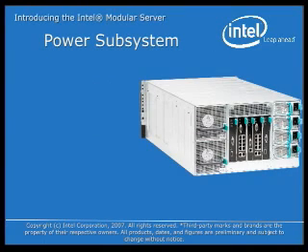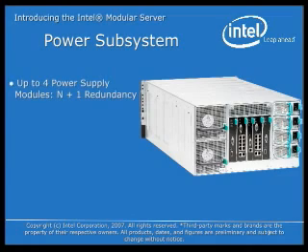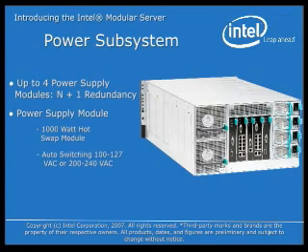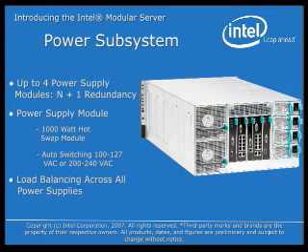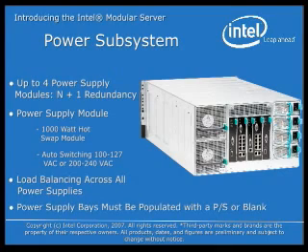There are 3 subsystems within the Intel modular server. With the power subsystem, you have the options for up to 4 power supply modules, N+1 redundancy. Each supply module is a 1000 watt hot swap module with auto switching 110 to 127 VAC or 220 to 240 VAC. The power subsystem also load balances across all power supplies. The power supply bays must be populated with a power supply or a blank.